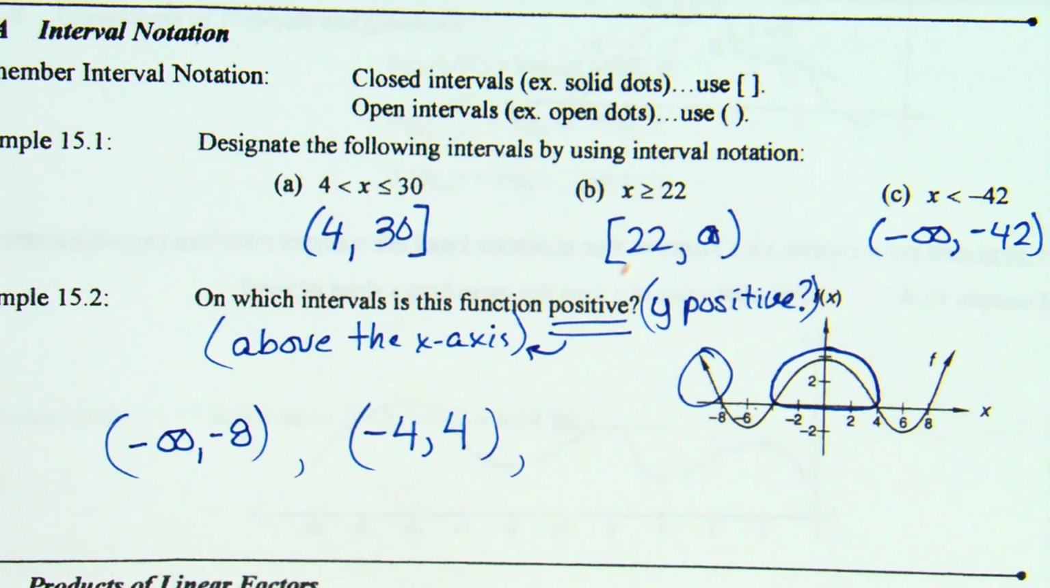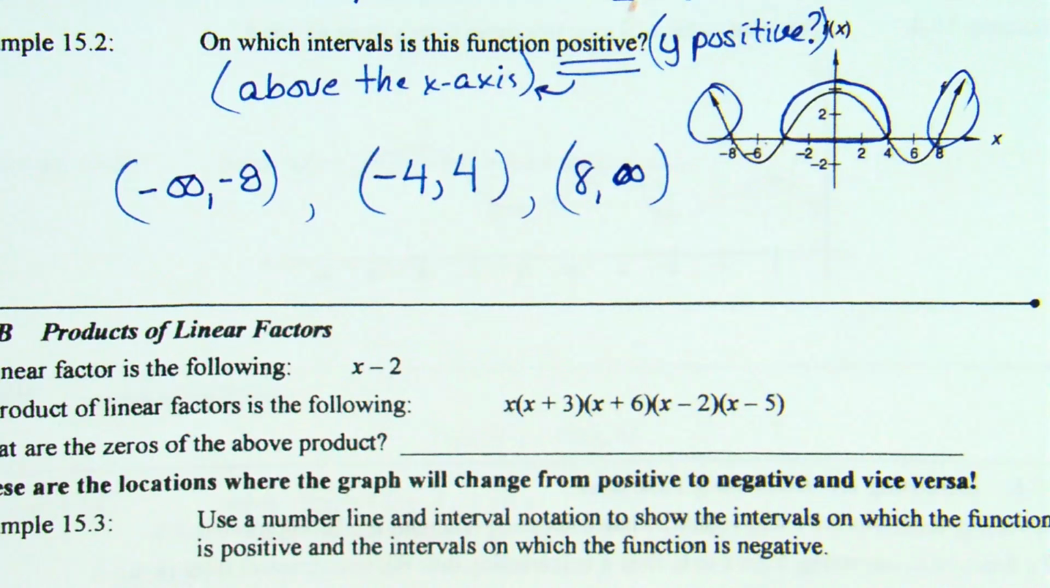And that should make your last one easy enough. Positive 8 and positive infinity. Yeah. Okay. Are we okay with our positive intervals? Yeah. Okay. Moving on then.